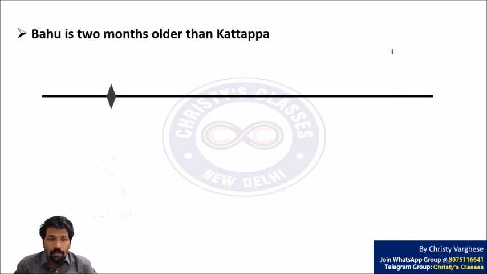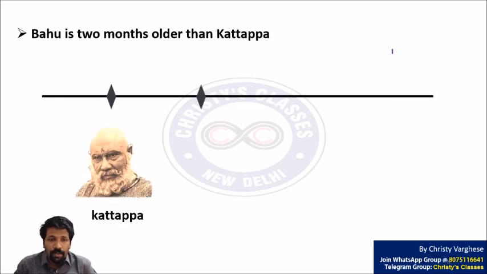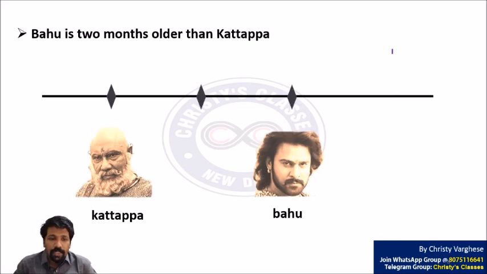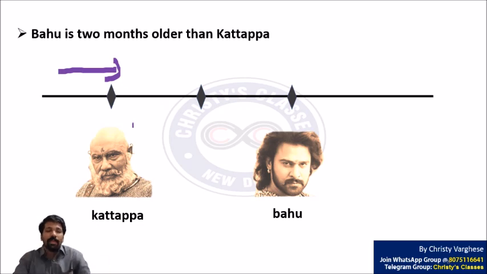So for the 4 people, we will arrange them according to their age. Bahu is 2 months older than Katappa, so you can think left to right or top to bottom. It is according to your freedom which way you order them. So left to right, I am writing in increasing order. Katappa is 2 months younger than Bahu, so Katappa will be before Bahu according to age.